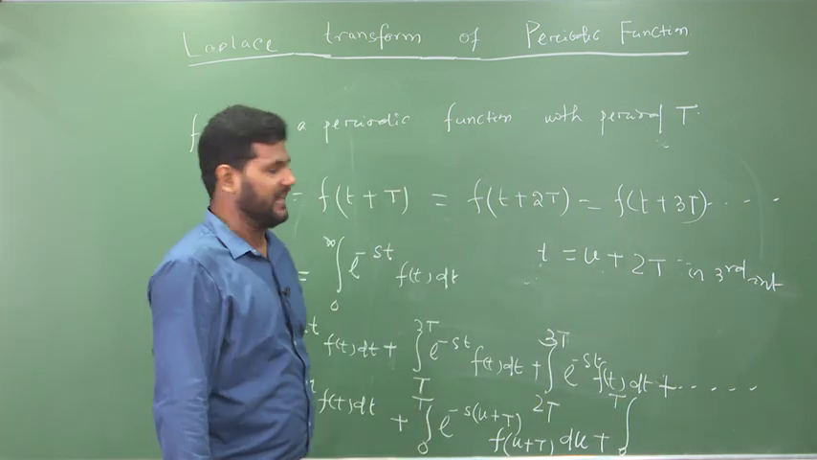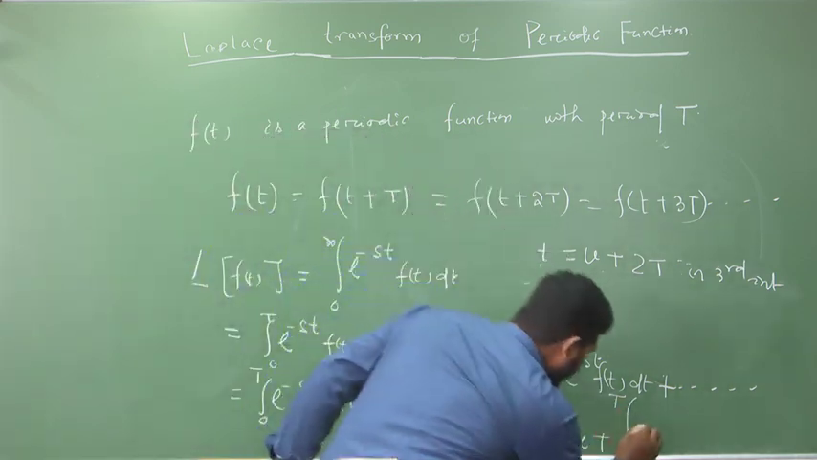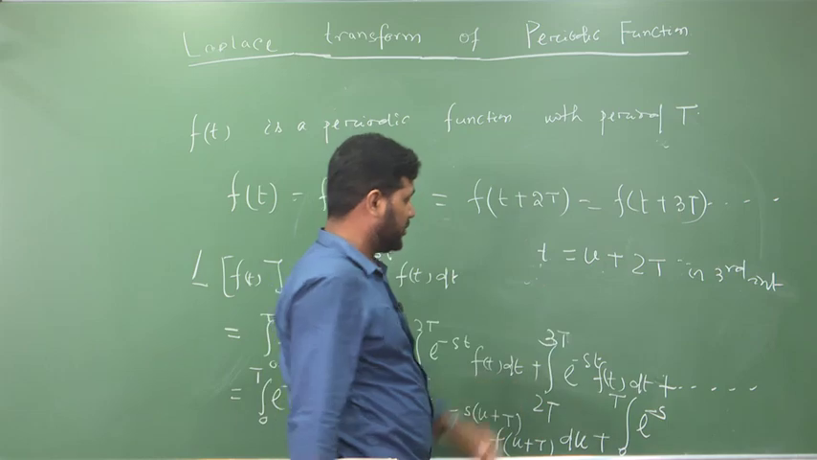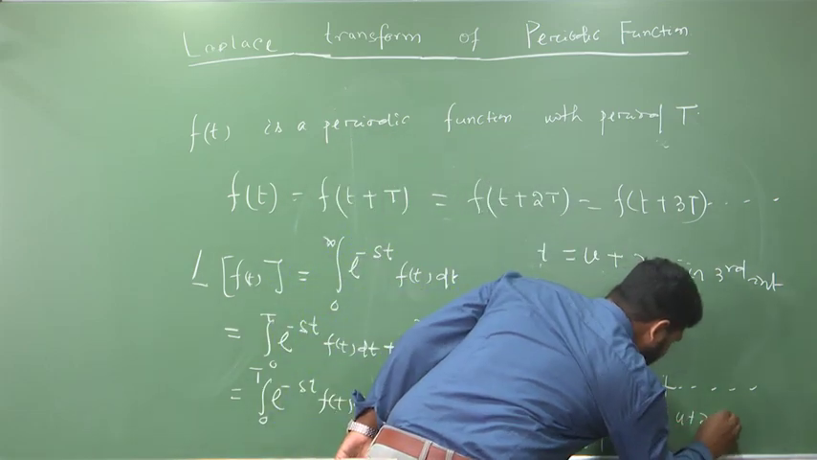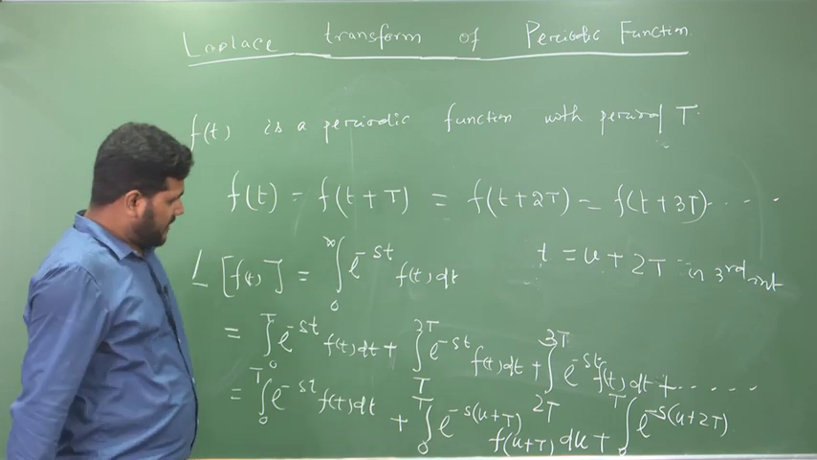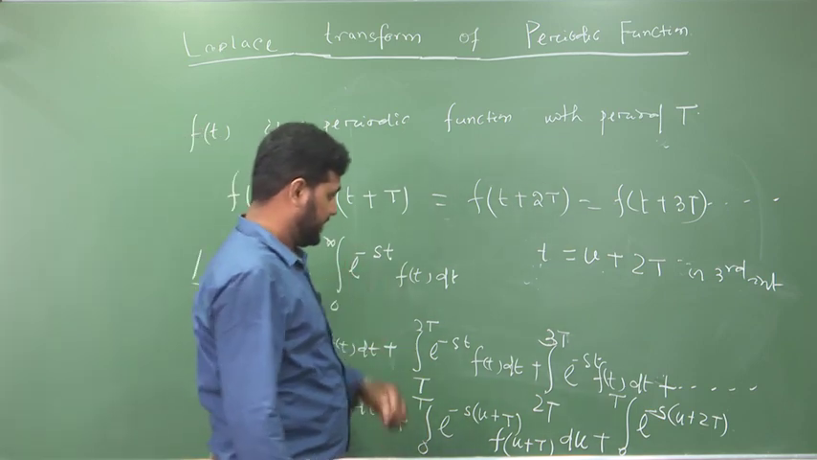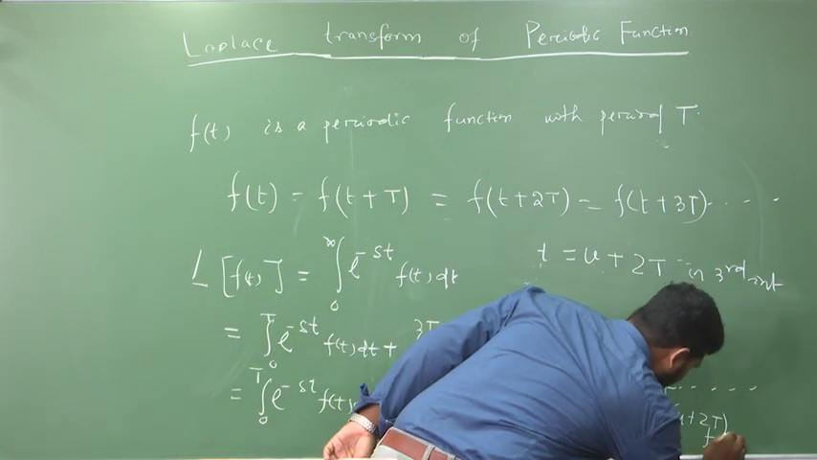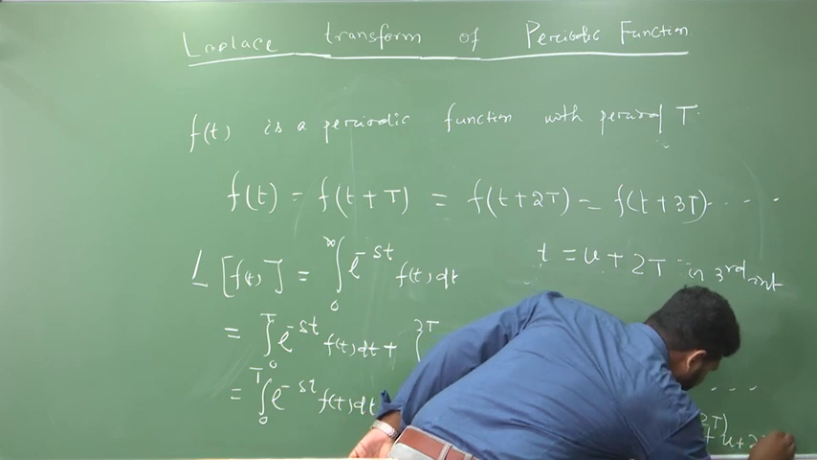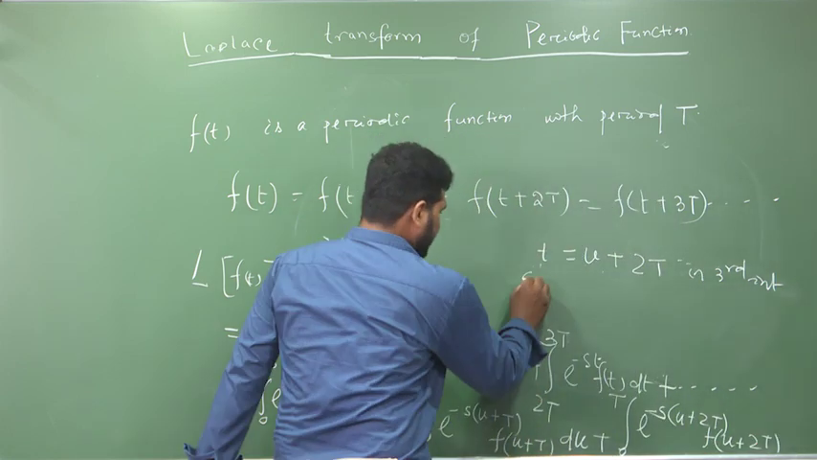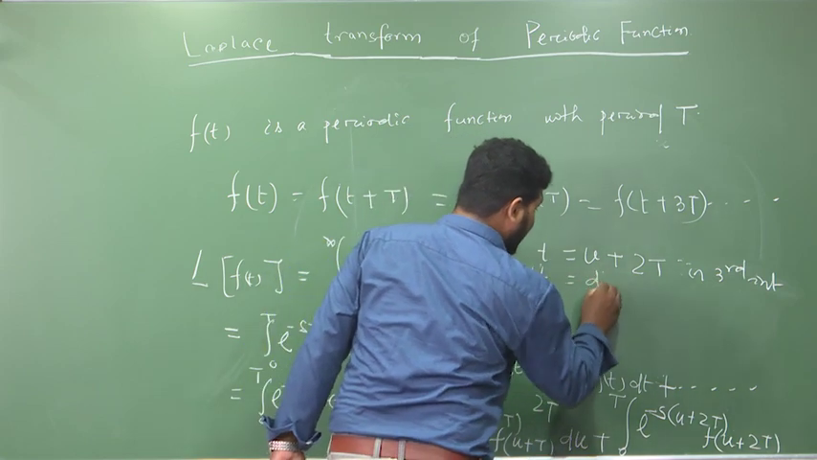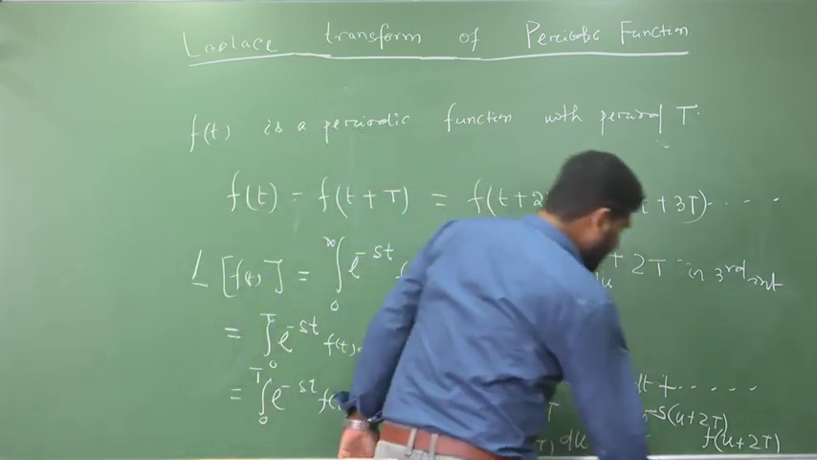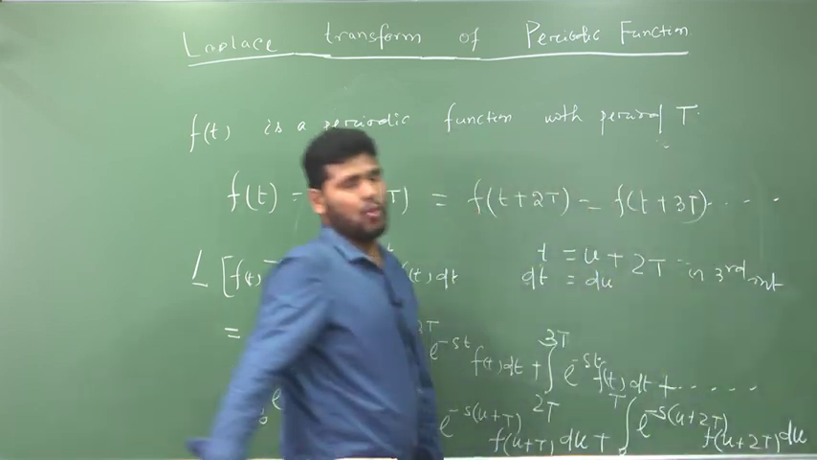Fine. Okay, so e power minus s, in place of small t we are using u plus 2t. So what is left with me now? f of t. So what am I substituting? f of u plus 2t. And now if I differentiate both sides, what will I get? dt equal to du. So I will substitute du in place of dt.